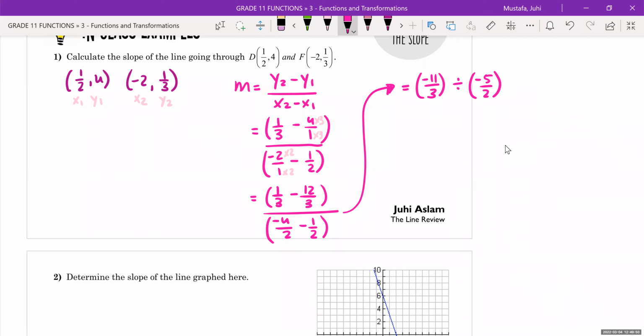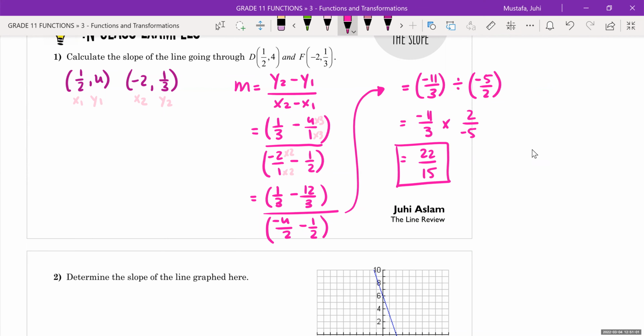Have I lost anyone, or are you guys okay? I'll just pause here for a second. Okay, to finish this off, we're going to have -11 over 3 times 2 over -5. Nothing cross reduces, so we're just going to be left with 22 over 15 as our final answer. All right, no questions, so I'm going to keep going.